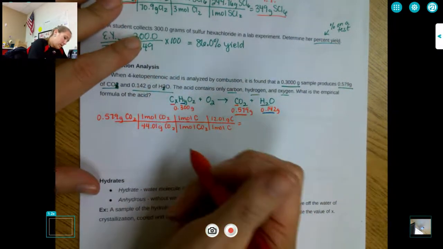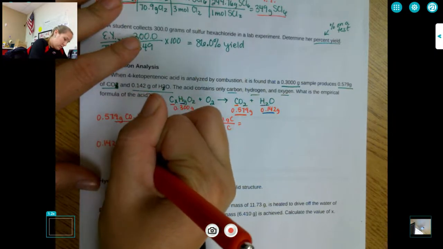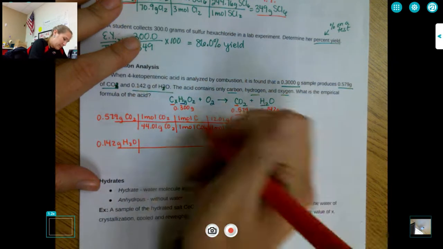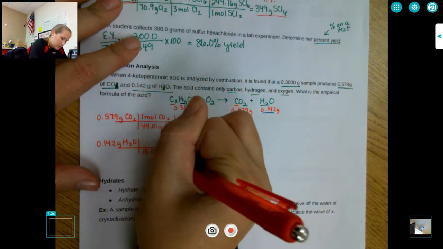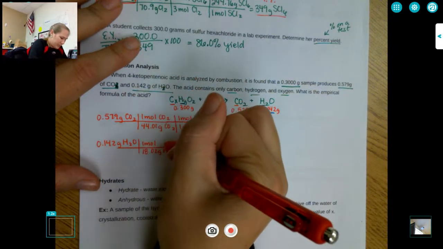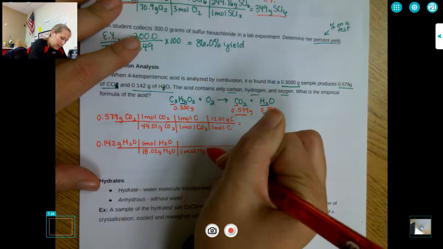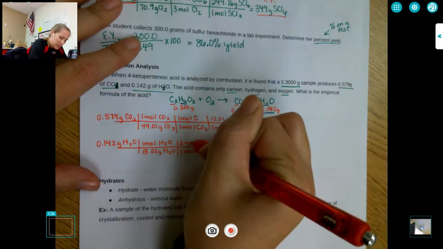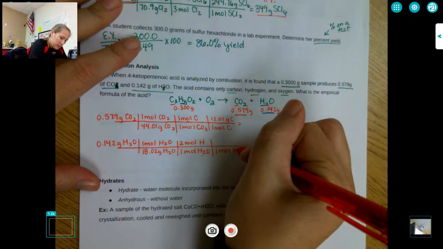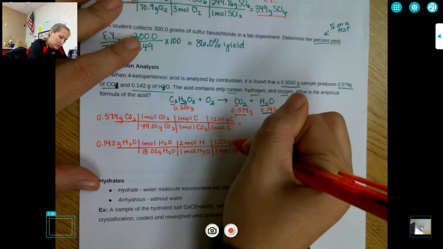I'm going to set up my hydrogen right away. So my 0.142 grams of water. Water is 18.02 grams for every 1 mole. For every 1 mole of water, I have 2 moles of hydrogen. And for every 1 mole of hydrogen, now this isn't diatomic hydrogen, it's just atomic hydrogen, I've got 1.01 grams of hydrogen.